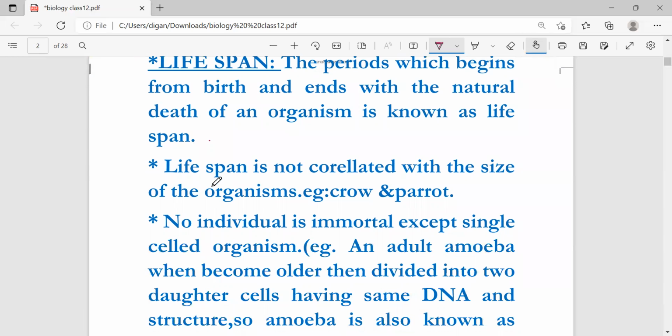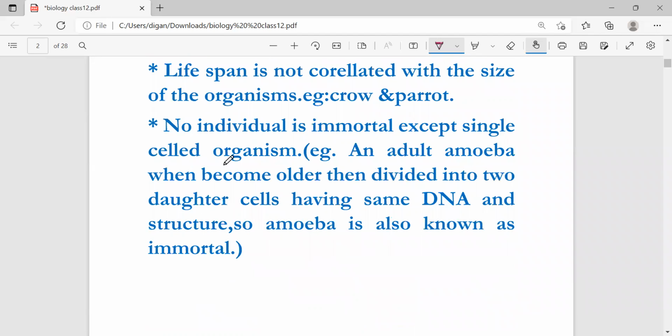Second point, the lifespan is not correlated with the size of an organism. Example, crow and parrot. It means the lifespan does not depend on the size of the organism. The size of the crow is slightly bigger than the parrot, but the lifespan of the parrot is longer than the crow. It means the lifespan is not related to the size of the organism.